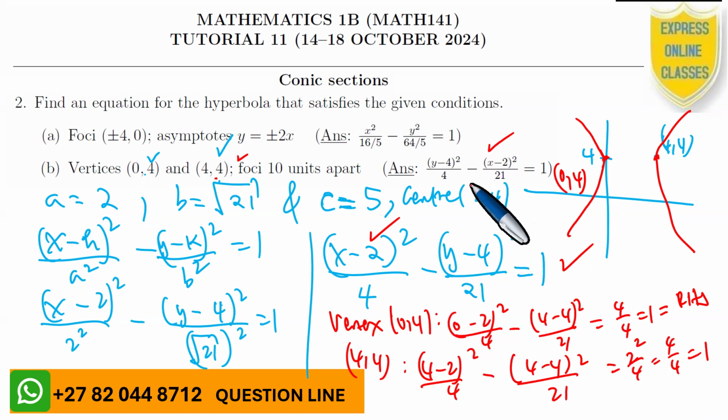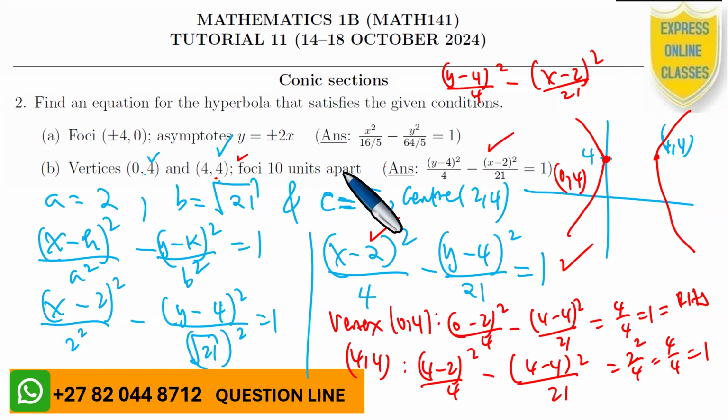But let us check their answer. The claim is that these are vertices. Vertices are points on the graph. So substitute into the graph they got. If they claim that the answer is true, which actually to me looks like the opposite of what we got, which is x minus 2 squared over 21. And when I substitute a vertex, which is a point on the graph, it must make the equation true.